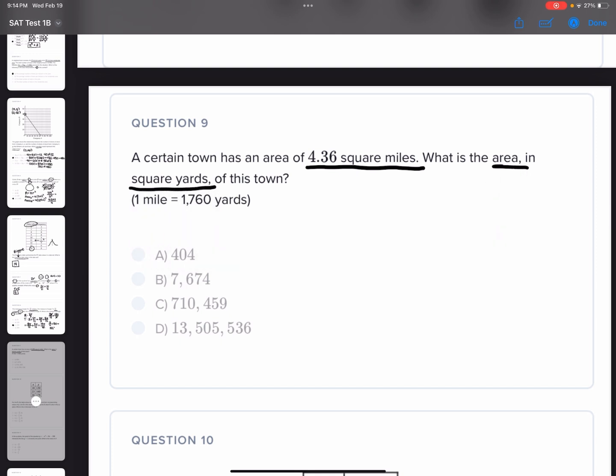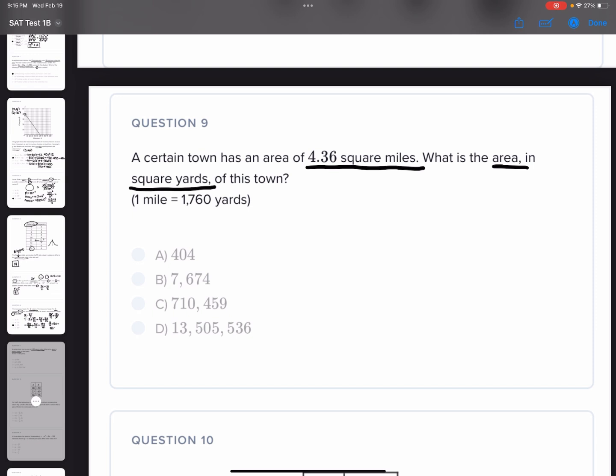right, of this town. So they didn't give us the square of anything. They just gave us the regular miles equals 1,760 yards. So to multiply 4.36 by 1,760 would be an incorrect assumption, and that is how you would actually get the answer of B. That is a very common mistake. You don't want to make that mistake. They said square miles. It is square miles only. We are not talking about regular miles, and they're trying to find the area in square yards. They're not talking about regular yards.